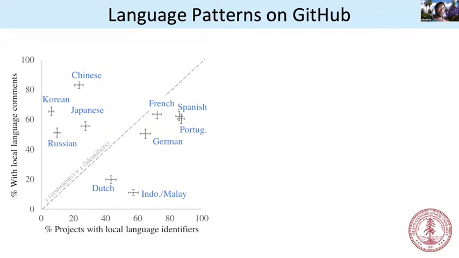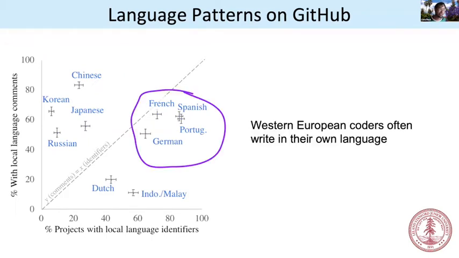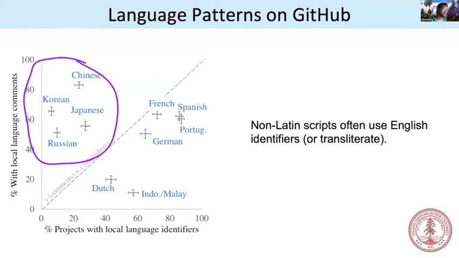And actually, if we look at all languages, some interesting patterns emerge. On one side, you have the Western European coders, the people who speak French, Spanish, Portuguese, German. They love to write code in their own languages. They write their identifiers and their comments in their own languages. In another group, you have your non-Latin script languages. So Chinese, Korean, Japanese, and Russian. These languages don't use something that can be represented by ASCII. And interestingly, they tend not to use their own languages in identifiers. They tend to use English in their identifiers, but they write comments in their own language.